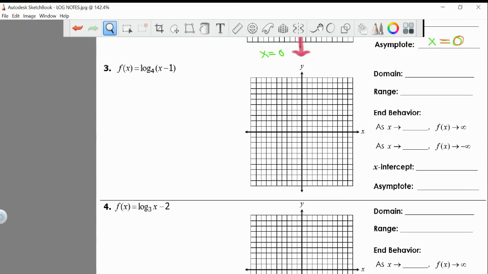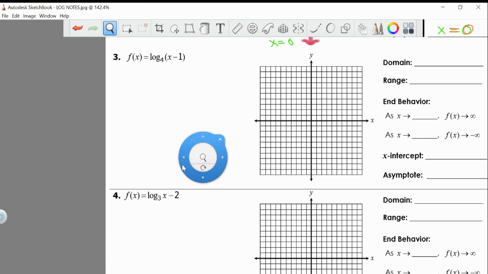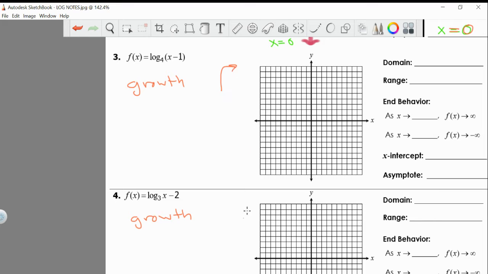And so let's get into 3 and 4. Now I want to talk about 3 and 4 at the same time. These are both on the back of your paper if you've got them. Both of these graphs are going to be growth. We have a base of 4 and a base of 3. So in general, both of these graphs will look like that.